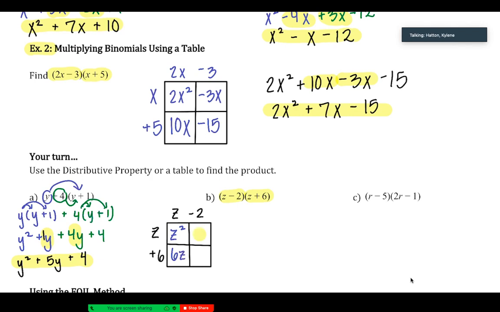And then in the upper right, I'm going to multiply z times negative 2. So z times negative 2 is negative 2z. And then in the lower right, I have to multiply 6 times negative 2. So 6 times negative 2 is negative 12.